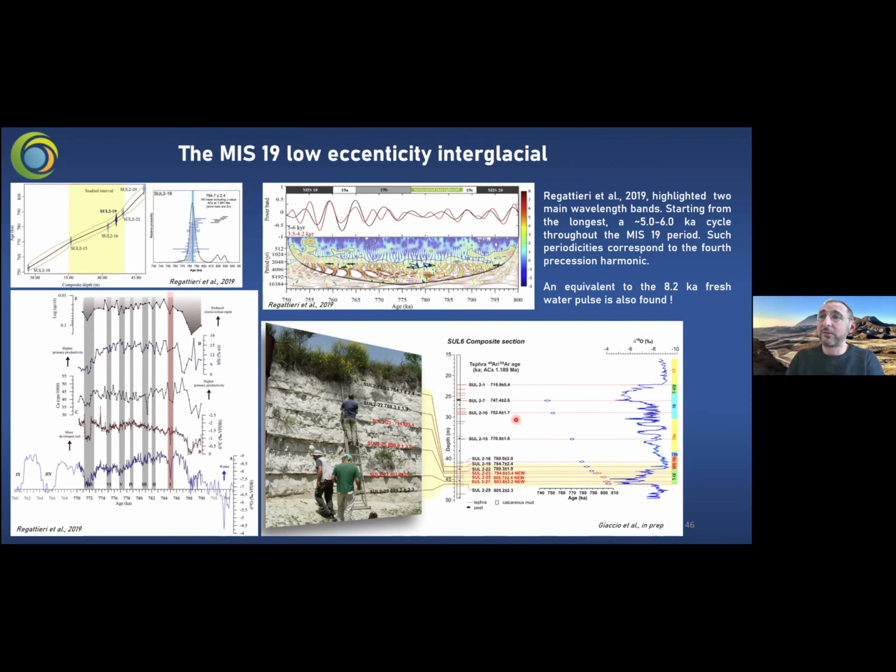that allowed us to use this particular record to recalibrate all the chronology for the entire MIS 19 records worldwide.